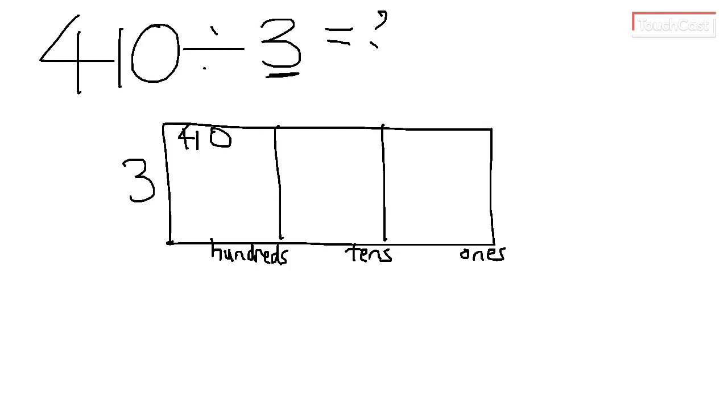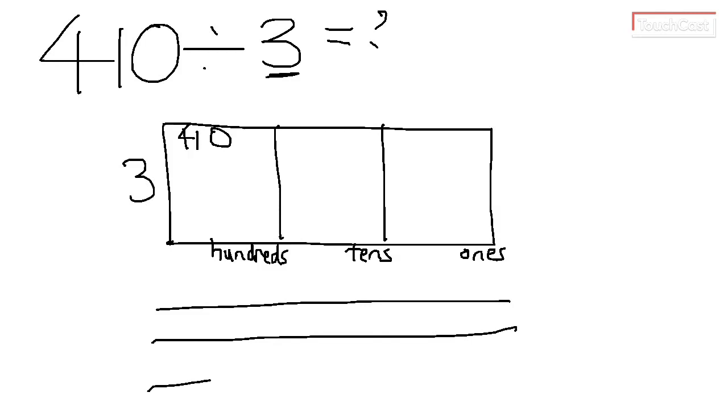What division really means is that you're equally sharing between a certain number of people. In this case, because the divisor is 3, I'm sharing between 3 people. So let's start in the hundreds place. I have 4 in the hundreds place. Can I share that equally between 3 people? Let's find out. I have 4 hundreds I'm sharing between 3 people.